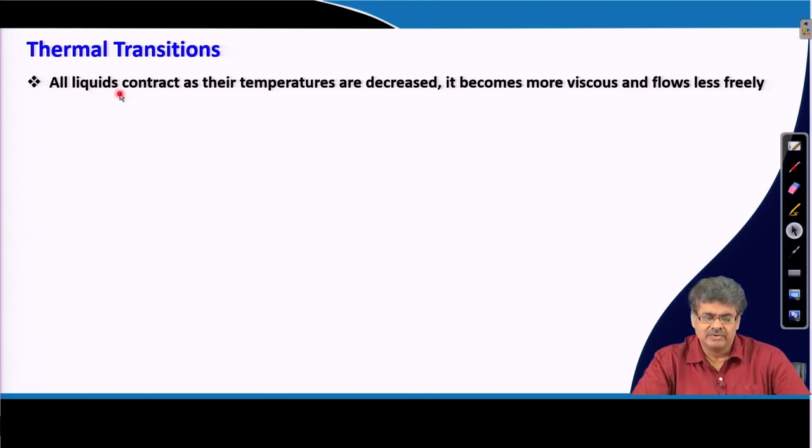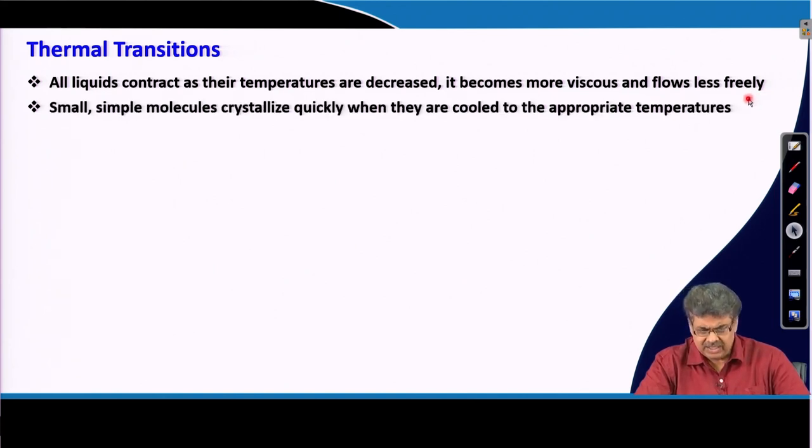Now, if we think about a liquid, say like water, and decrease its temperature, what happens when the temperature is decreased? It becomes more viscous and it flows less freely. Now, when the temperature is sufficiently low, small molecules like water or other simple molecules crystallize at a particular temperature quickly, form a solid crystalline material, and that temperature is called melting temperature, as we all know that.